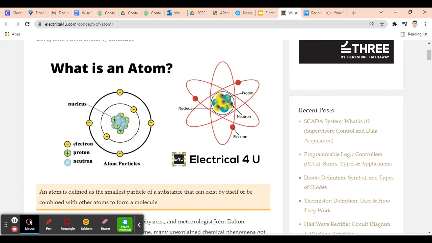is made up of 3 different particles, and that is the proton, neutron, and the electron. Now, the proton and neutron are packed together inside the nucleus, which is in the center of the atom, and the electron moves on the outside of the atom. Now, these particles can either have a charge or not have a charge. Protons are positive, electrons are negative, and neutrons are neutral.